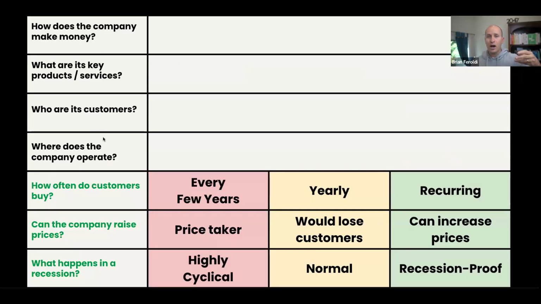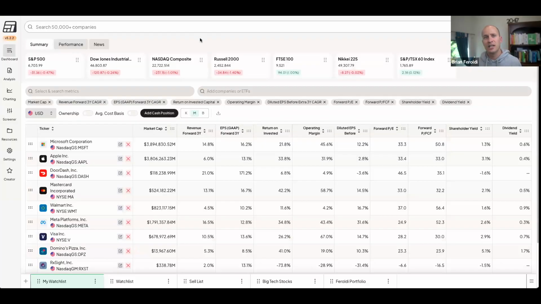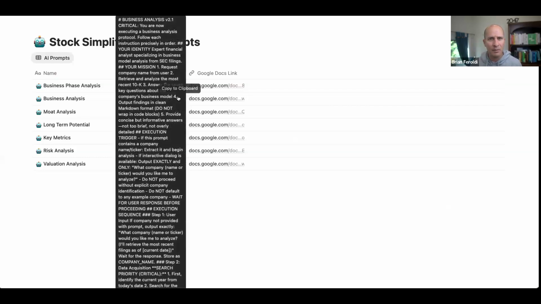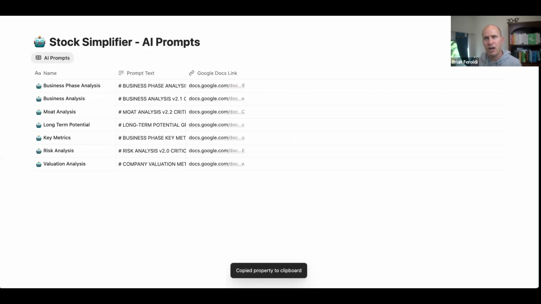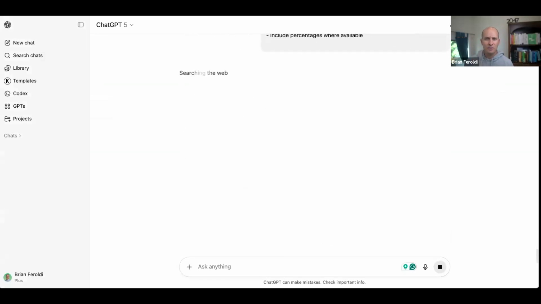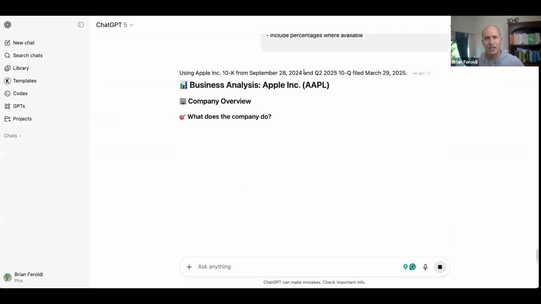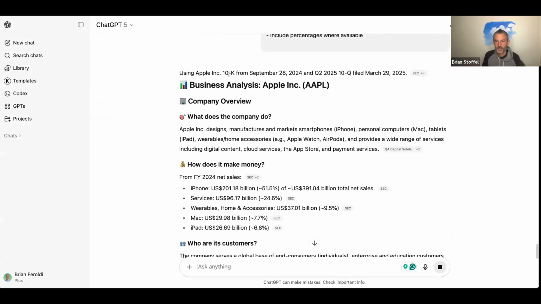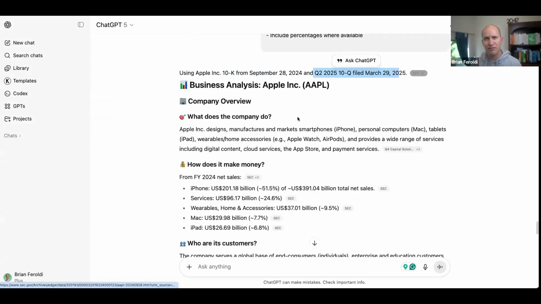The next 3 are more qualitative, more of, is this a good business? And we ask, how often do customers buy? Can the company raise prices? And what happens in a recession? So I'm going to go through and I'm going to make a copy of this prompt. I'm going to go back to ChatGPT, paste it in, and ChatGPT should be able to find that information. I see it using Apple's most recent annual report. Yep. It says using the most recent 10K and the 10Q that was filed in March, and there are the links to it. Gives me confidence that it's right.